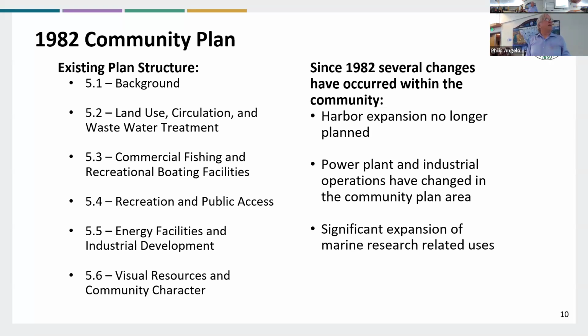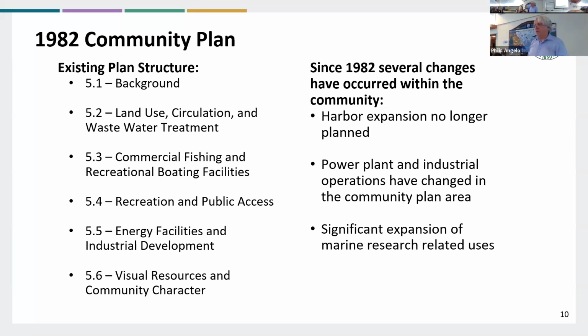So the certified 1982 plan, which is our existing plan, provided a land use vision for Moss Landing and was organized as shown on the slide in those chapters or sections. The plan policies focused on circulation and wastewater infrastructure, commercial fishing and recreational boating, public access and recreation, energy facilities, industrial development, and protection of Moss Landing's unique community character.